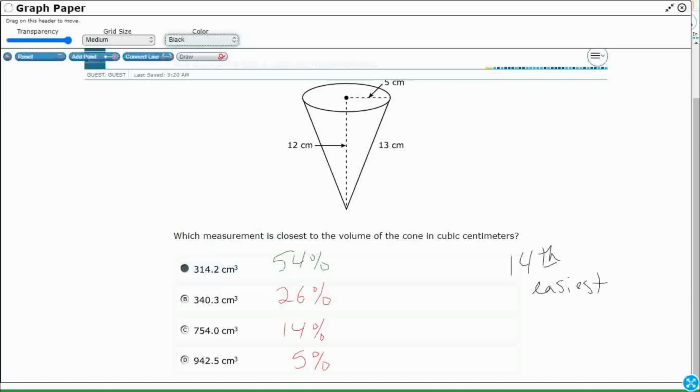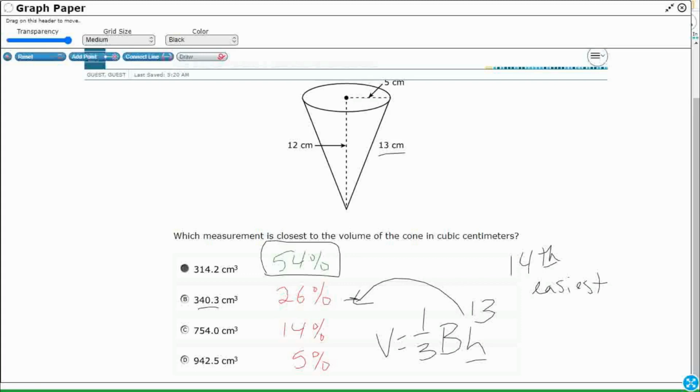So this was actually towards the middle. This was the 14th easiest. You see we got 54% of our students getting it correct. So what made it not so easy? Well, take a look at our second most chosen answer, this 340.3. Where does that come from? Well, remember, right, we've got this 1/3 base times height. That's our basic volume. Well, what is the height? If you were to substitute in this 13, the slant height, which is incorrect, we should use that 12, that's going to get you this right here.